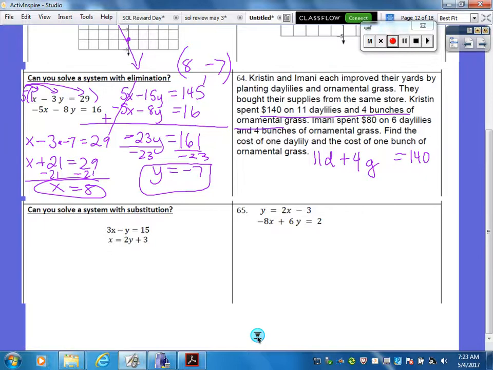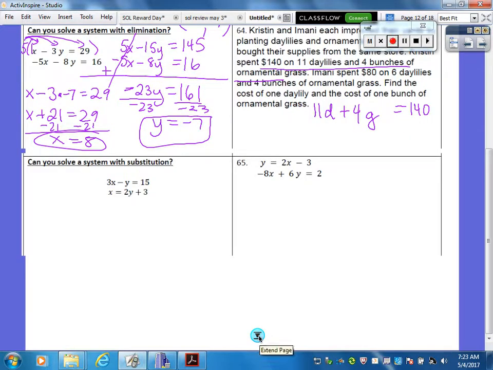Substitution needs to be solved for something. Like for this one you see x is equal to a phrase there, and over here you've got y is equal to something. So what I'm going to do is take what x is equal to and plug it into the other equation for x. Remember, this all goes together, so make sure you put some parentheses there. So 3, replace your x with some parentheses, minus y equals 15. Now let's plug that right into its spot, 2y plus 3.